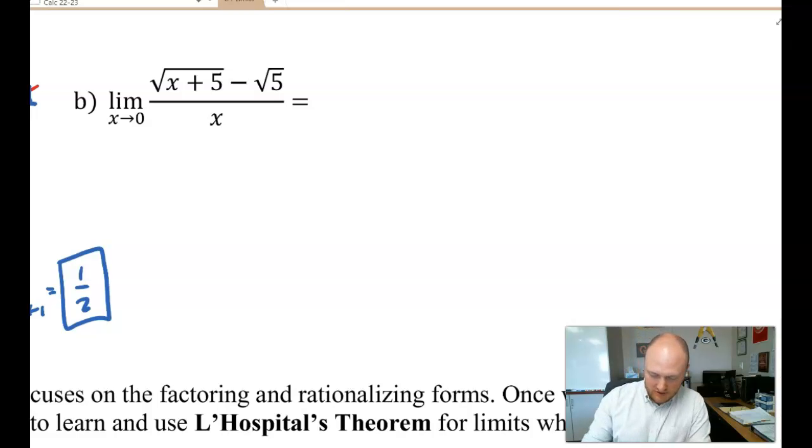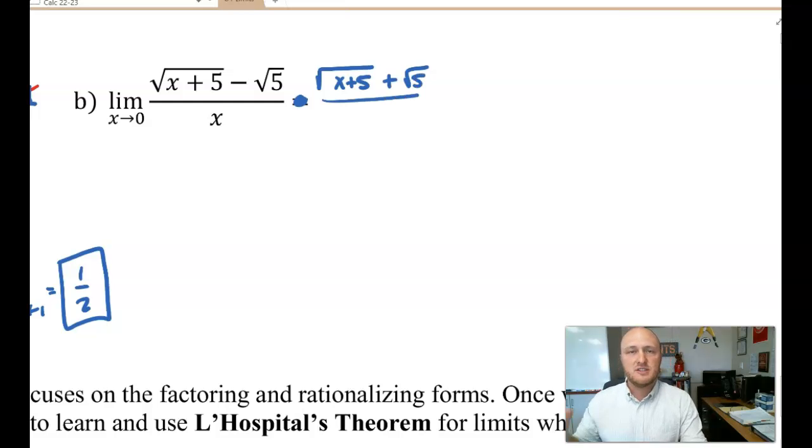Okay, hopefully you're multiplying by the square root of x plus 5 plus the square root of 5. That's the conjugate. The same two terms, it's just a different operation between the two terms. Okay, and I'm going to multiply top and bottom. So go ahead and pause me if you have not already and evaluate this limit.